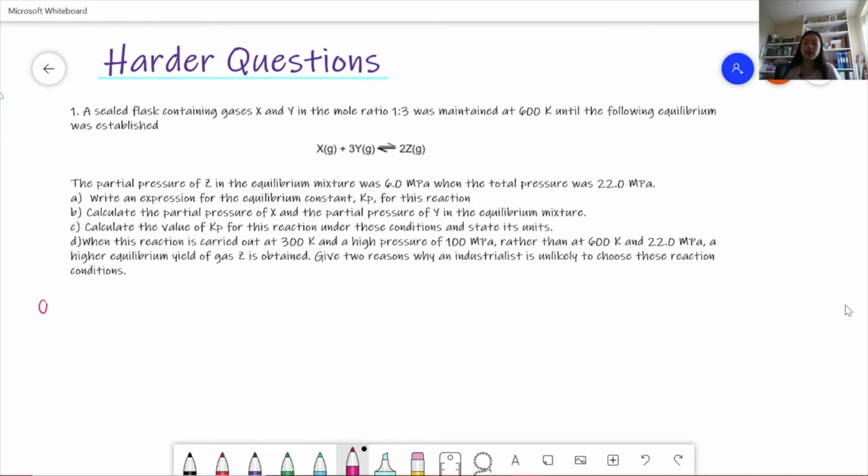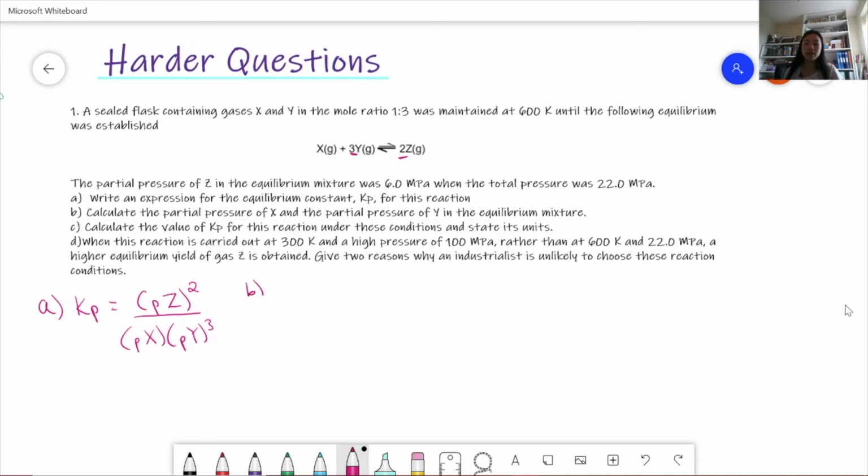So for A, we know that Kp is equal to the partial pressures of the products over the partial pressures of the reactants. And so the expression is the partial pressure of Z, which is squared because there's 2 moles of Z, divided by the partial pressure of X multiplied by the partial pressure of Y cubed, because there's 3 moles of Y. And so that's our answer for A.